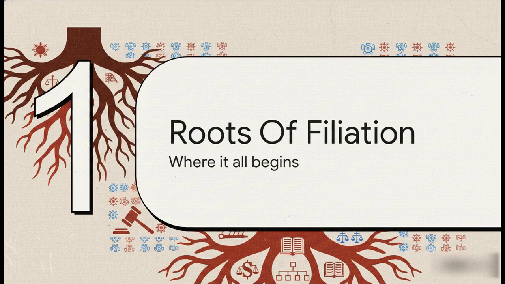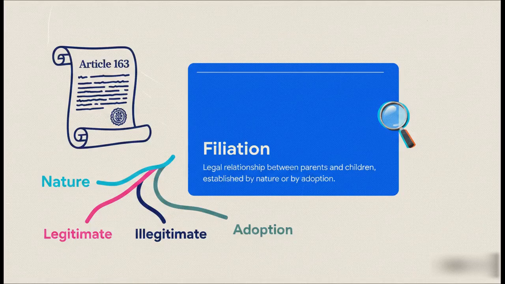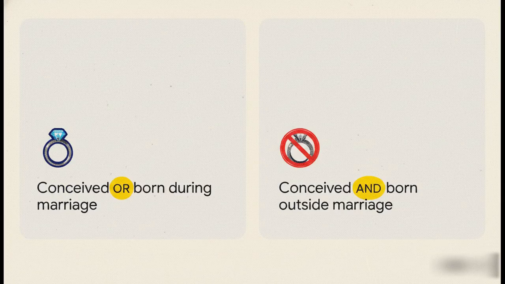This is where it all begins. Under Article 163, we get the baseline. Filiation, which is just that legal relationship between parents and kids, comes from either nature or adoption. Natural filiation then splits into 2 paths, legitimate or illegitimate. Now, the code mentions adoption here, but for this explainer, we are strictly zeroing in on the rigorous rules of natural filiation.